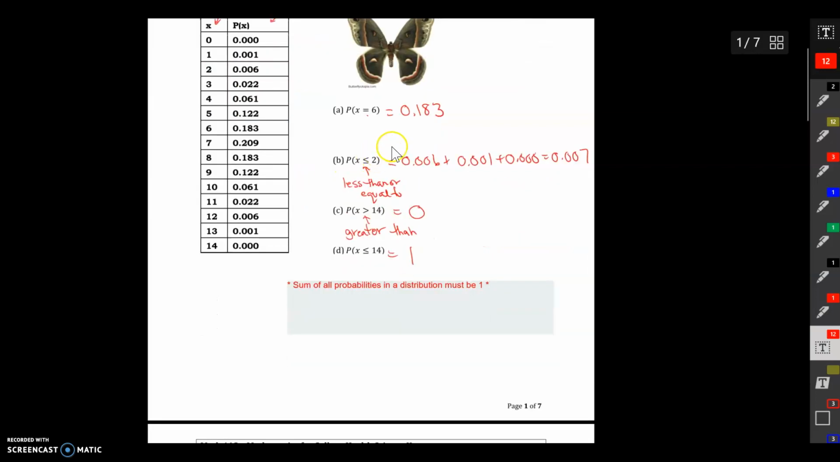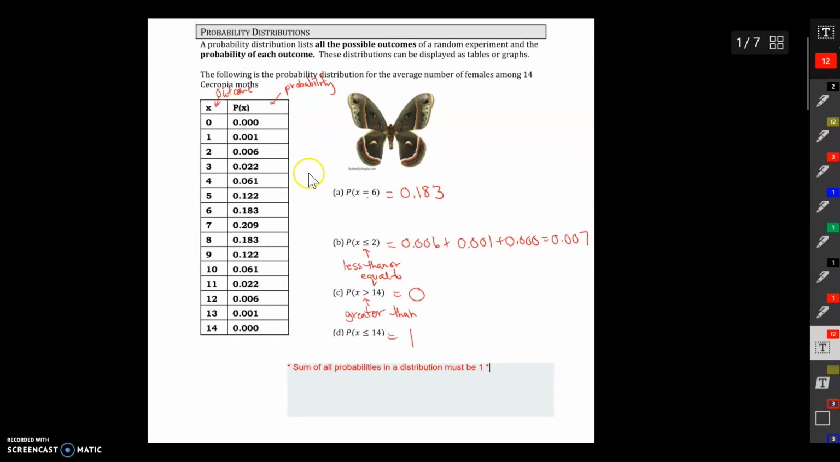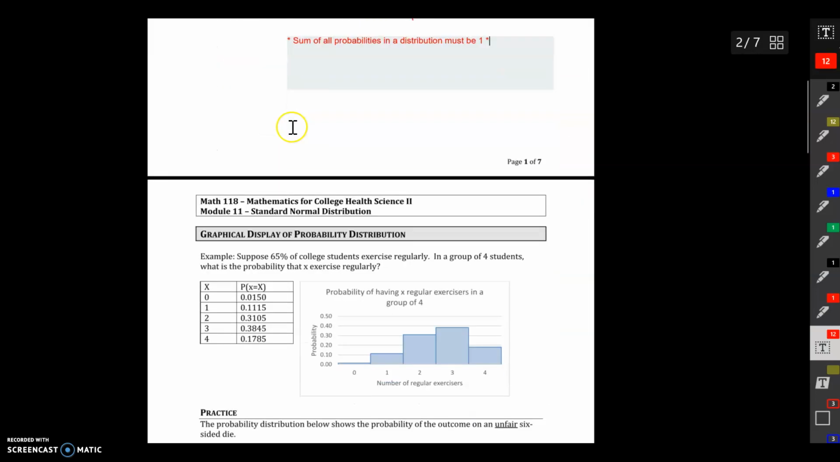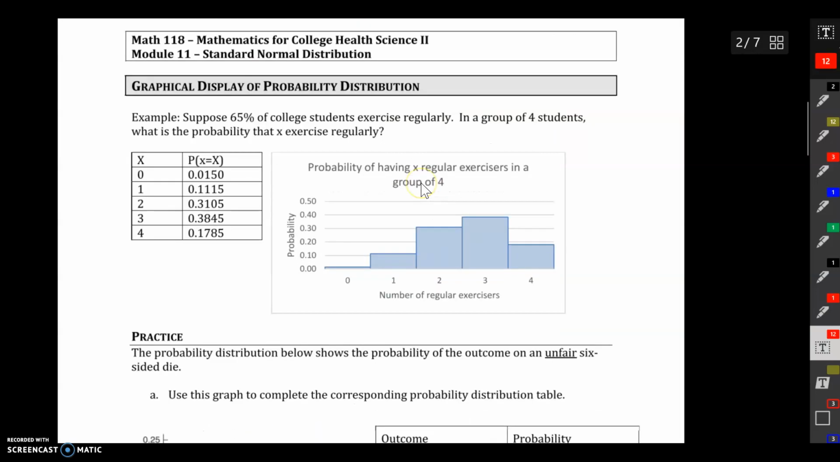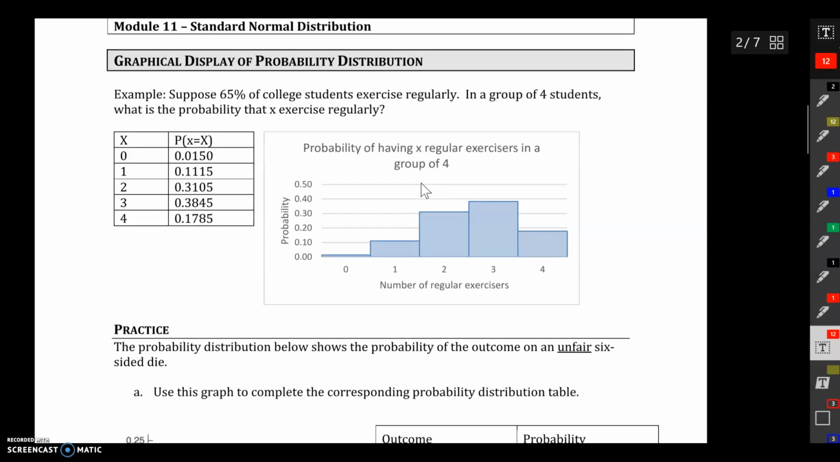Okay, excellent. So let's go on and look at some other examples. So again, just like a table of values for data organization can be useful, but a visual representation is also great. So it's pretty common that we'll see probability distributions that are changed from being in a table to a bar chart or a histogram. Okay, so in this example, we want to figure out, in a group of 4 students, what's the probability that X exercise regularly?